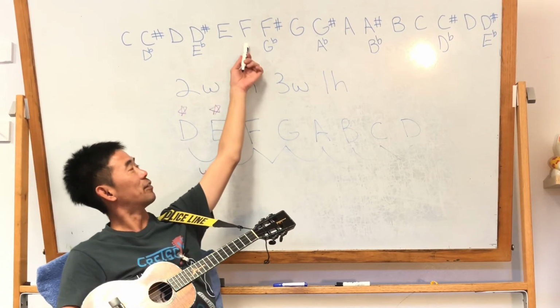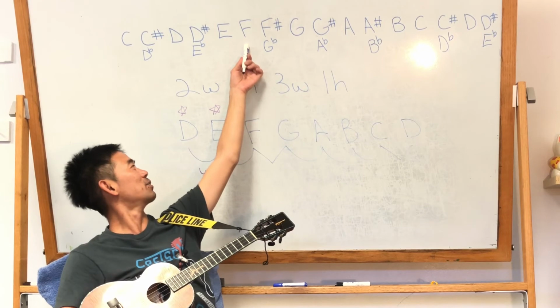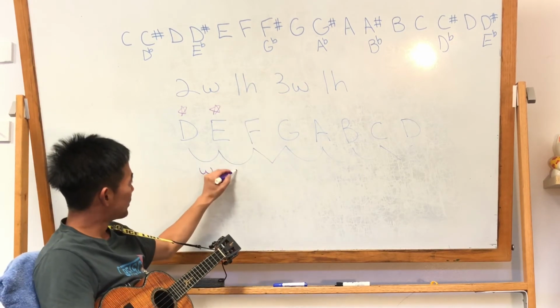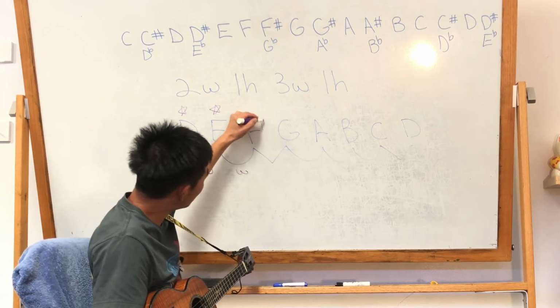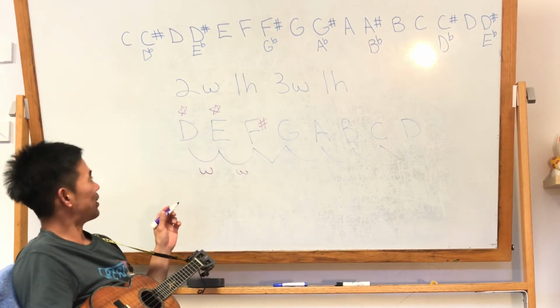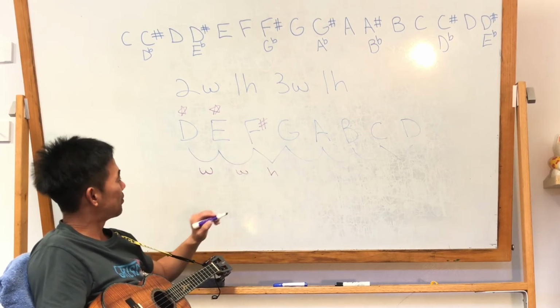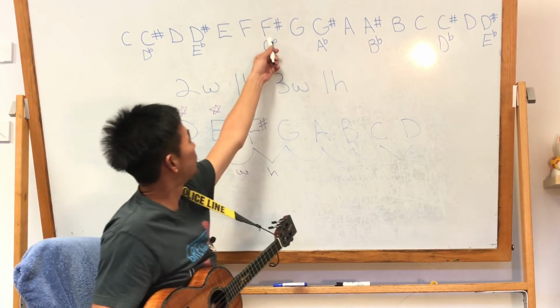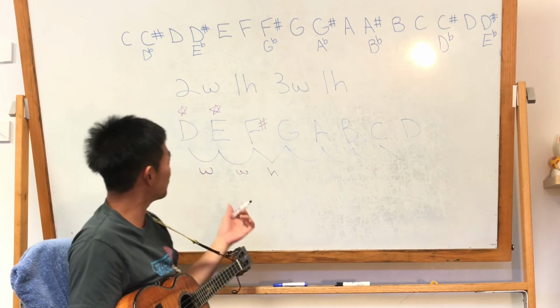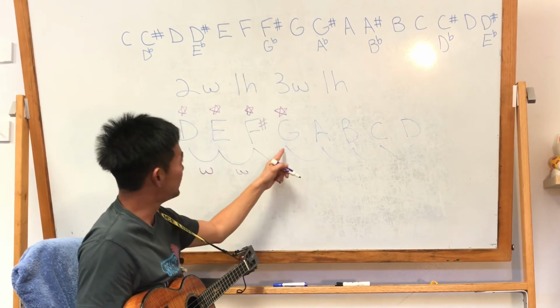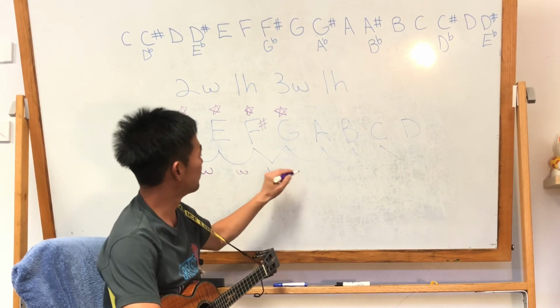E to F, false. We have to make it a whole step, so E to F sharp. E to F sharp is a whole step. Okay. Now F sharp to G, is that a half step? F sharp to G, half step, true. Oh, let me fill this in. Okay, so far we're good. Okay, G to A, whole step.